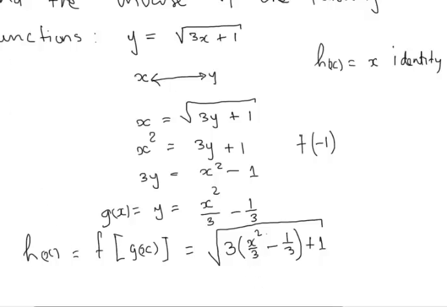Is everyone following that? We're plugging g in the place of x because g is now the argument of our function. Now let's play around with this. This times 3 is x squared, and this times 3 is 1. So we end up with the square root of x squared minus 1, plus 1. Simplifying, we get the square root of x squared, then what is that? x. You see that h of x equals x.